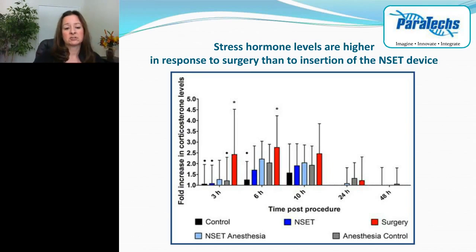This cascade can affect heart rate, lung function, and other things, and generates an overall stress response. Corticosterone levels can be measured either in the blood or in the feces, and here we chose to measure fecal corticosterone levels. And this is a fold increase in corticosterone levels here on the left.